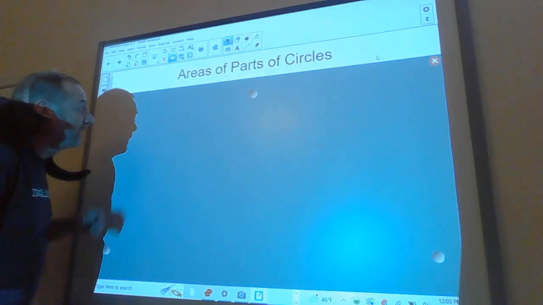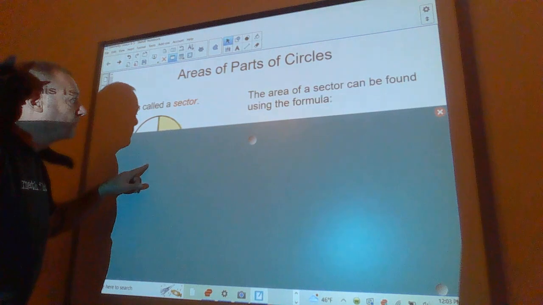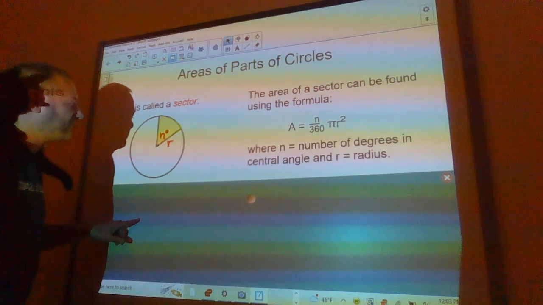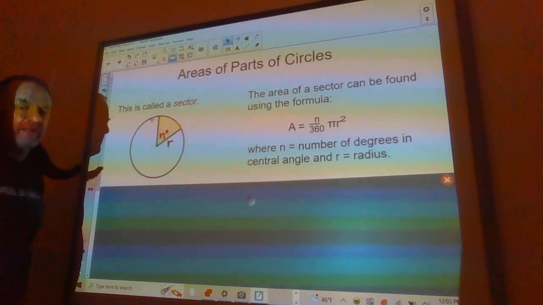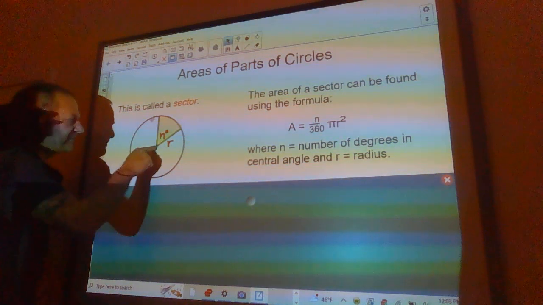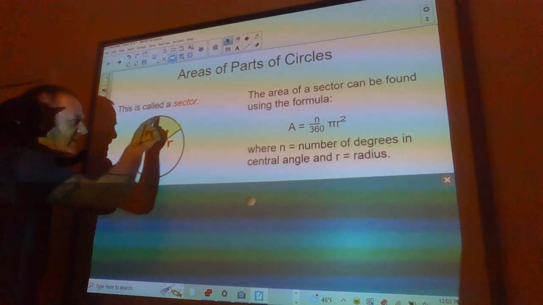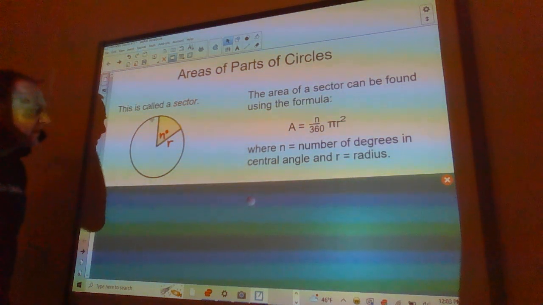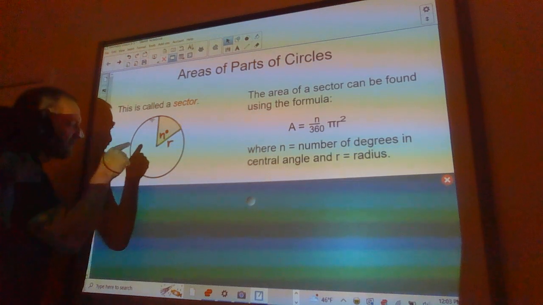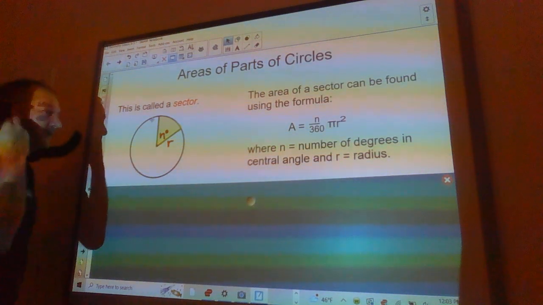Okay, so the first part we're going to talk about is something called a sector. A sector is like a wedge of pie. It starts out at the center and it just cuts out a nice little wedge of that pie. The important part is this must be the center of the circle.